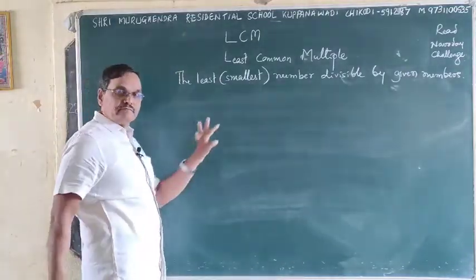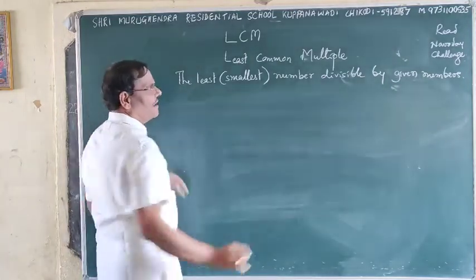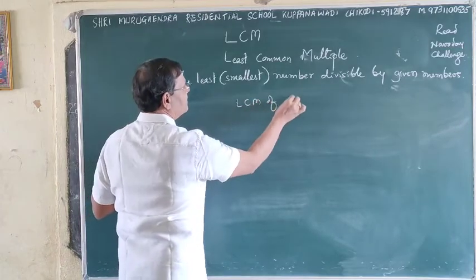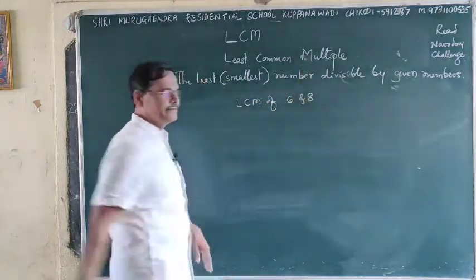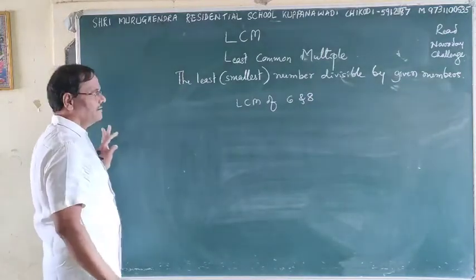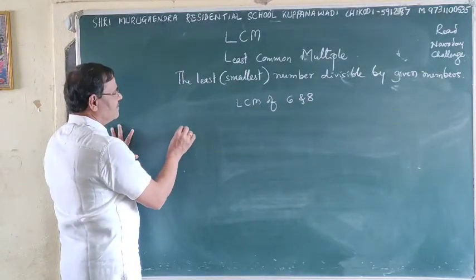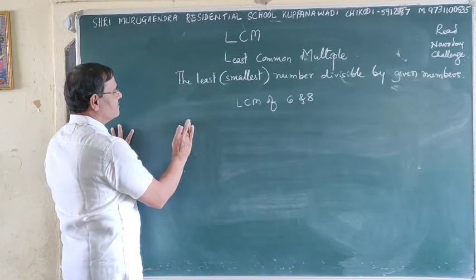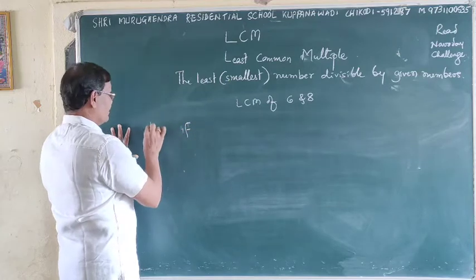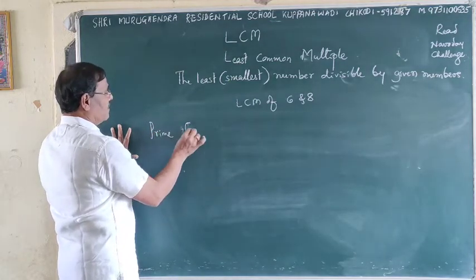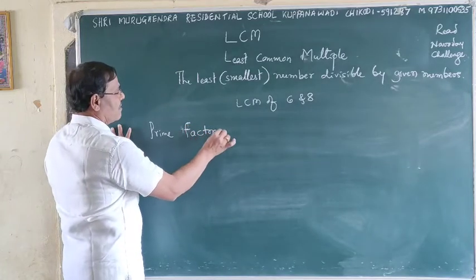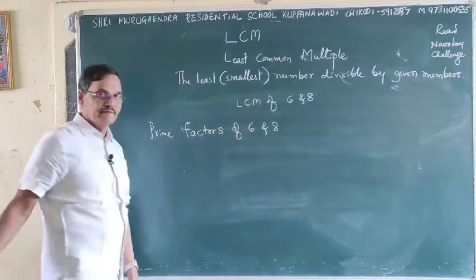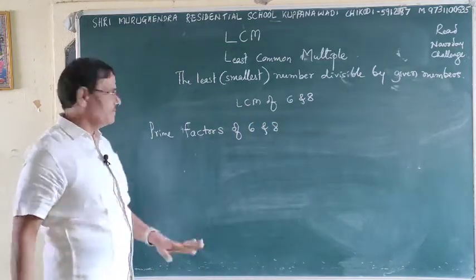See, that previous number only we can take. LCM of 6 and 8. Here, find the prime factors of 6 and 8. We have to use the prime factorization method.